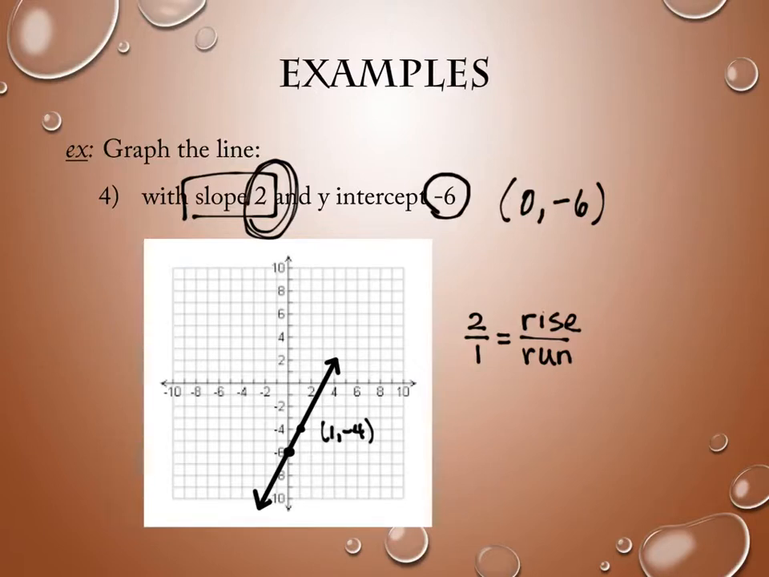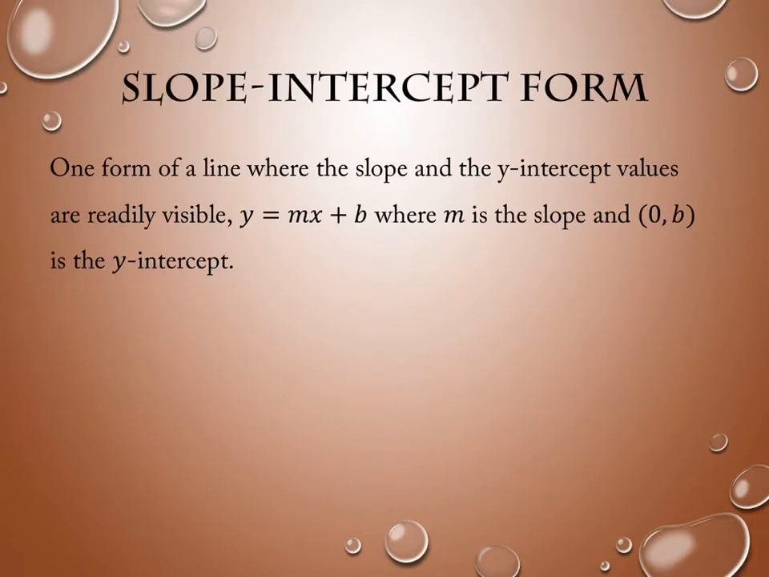Okay, so I don't always have to have 2 points to plot a line. If I have the slope and a point, that works as well. Now, in particular, it would be nice if we could always look at something and know the slope and the point, because that was enough information to graph the equation. And we can. We have a form of an equation called slope-intercept form. Slope-intercept form is one form of a line where the slope and the y-intercept values are readily visible. That's what that means. You can see them.